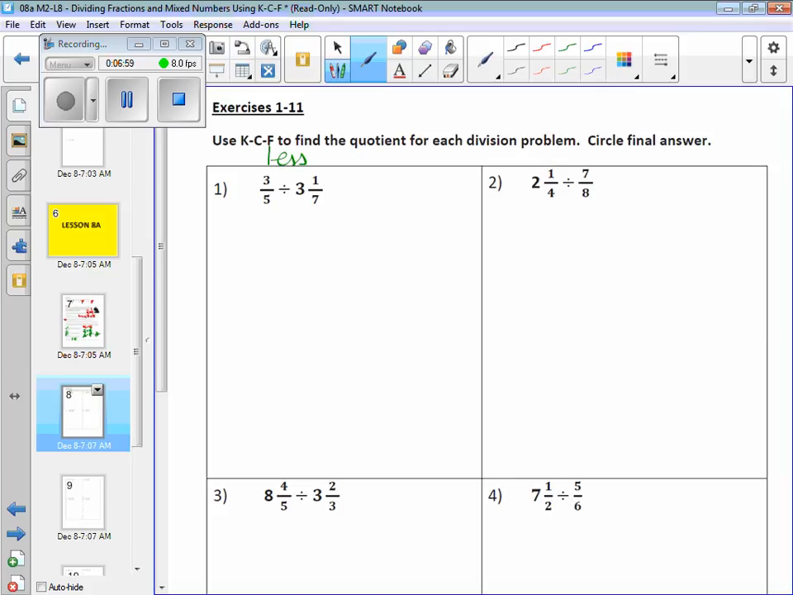Let me do the first one and then I'll call people, okay? All right. Remember, first step. Don't do anything other than to change your mixed numbers into improper fractions. 3 and 1/7. Madison. Great. 22 over 7 it is. Up and running.